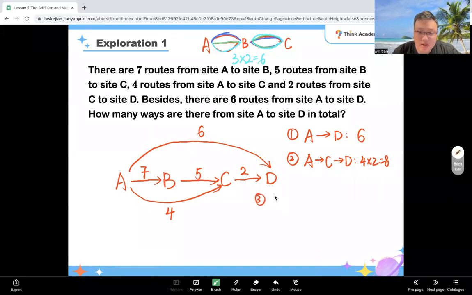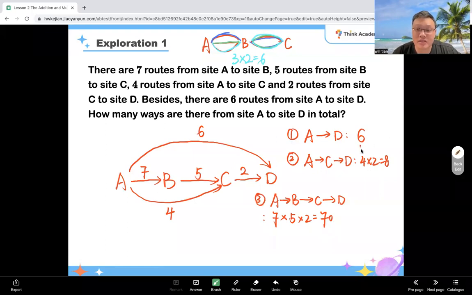When we talk about the last one, you're gonna finish this road by 3 steps. We're gonna go from A to B firstly, and then go from B to C, and then from C to D. So since you solve that step by step, right? You're gonna times the different ways by 3 times. So 7 from A to B, times by from B to C 5 ways, from C to D 2 ways. So you times them together, which equals to, I think it's easy to find the answer, right? It's 70.